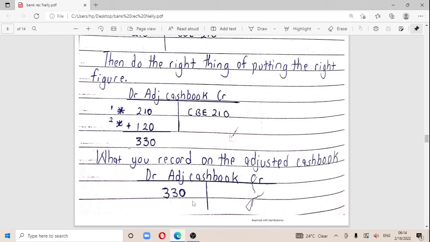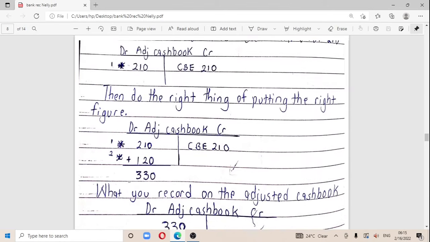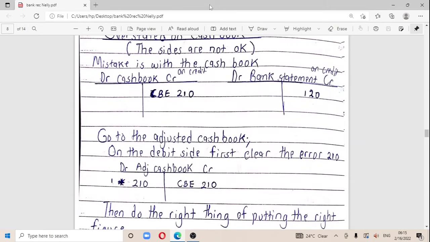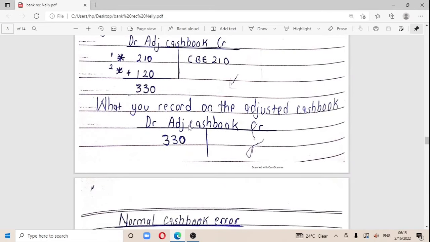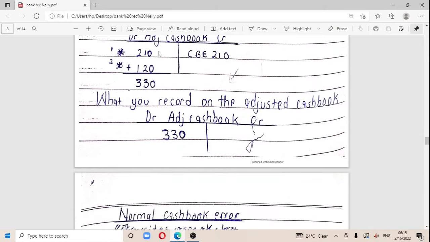So within the 330 there is this 210, which cancels with the other previous cash book error. Then it clears it off completely, and then you remain with 120. And that's why we put the total full figure of 330. So that is the reason. So once you're having this in your question, you just come and say adjusted cash book, and then you drop there 330. And this is the reason why you'll be having a 330 this side on the debit side.